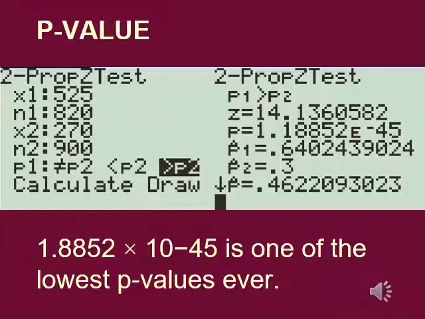This test is pretty straightforward. You just need to make sure that you got the right number in the right place. When you go to two-proportion z-test, it asks you for x1, n1, x2, and n2. And what that's saying is: what number of men said they'd vote for Trump, how many men did they ask total, what number of women said that they'd vote for Trump, and how many women did they ask total. That's what those first four numbers are.